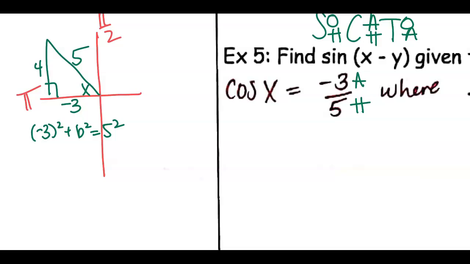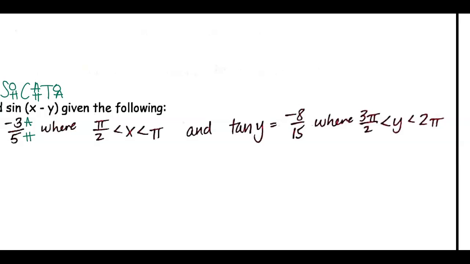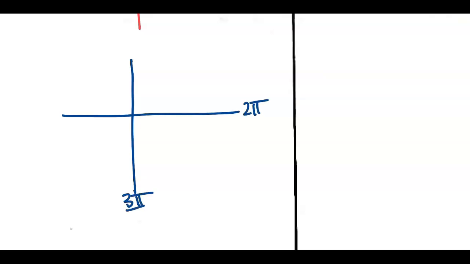Let's go ahead and look at angle y. Angle y looks a little different. For angle y, tangent of y is negative 8 over 15, where 3 pi over 2 is less than y, which is less than 2 pi. Okay, let me go back over here. I know what the question said. This said from 3 pi over 2 to 2 pi. Here's 2 pi, here's 3 pi over 2. This is where my triangle is.